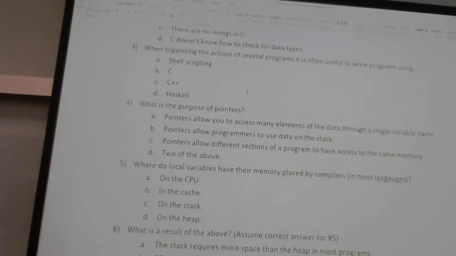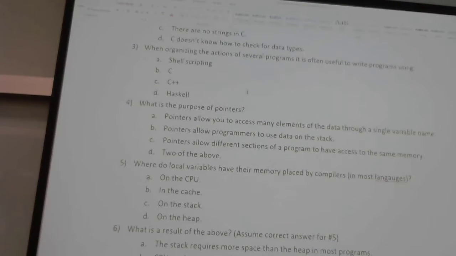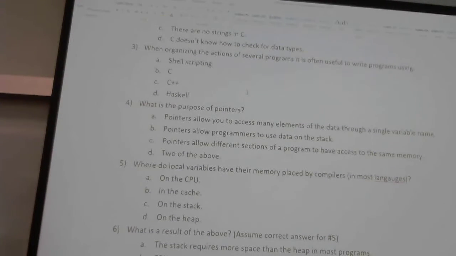When organizing the actions of several programs, it is often useful to write programs using shell scripting, bash, which is a shell scripting language. It's one of several. For example, we could also use C shell or K shell or tickle shell or any other shell scripting language. But bash is the one we were talking about, so it's a shell scripting. Why is that true?